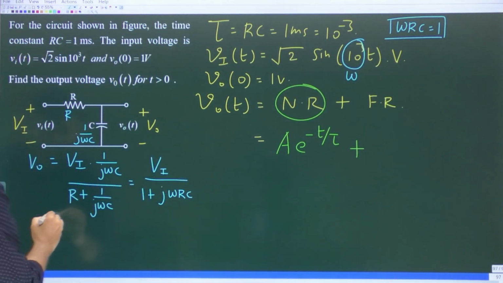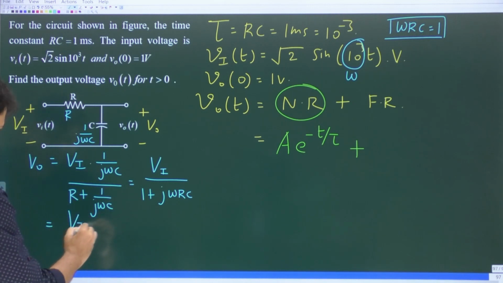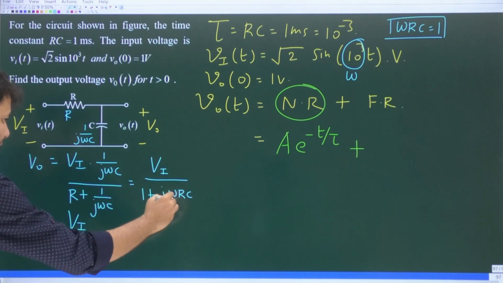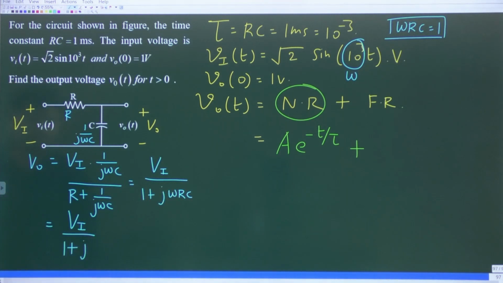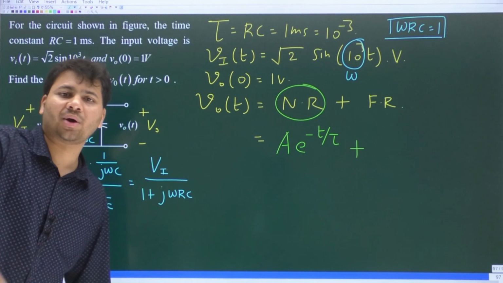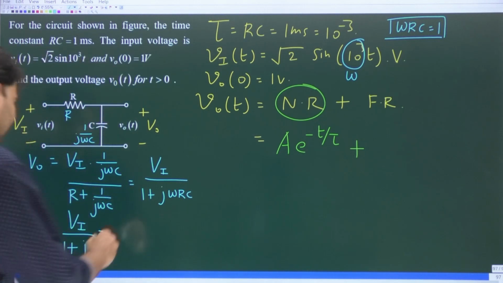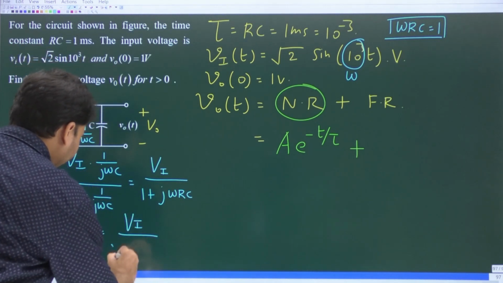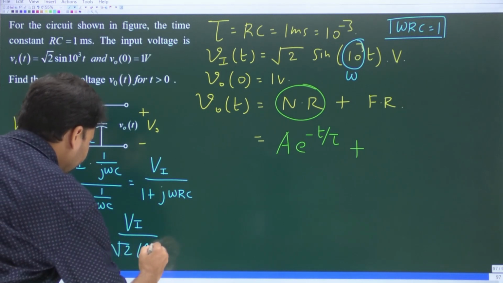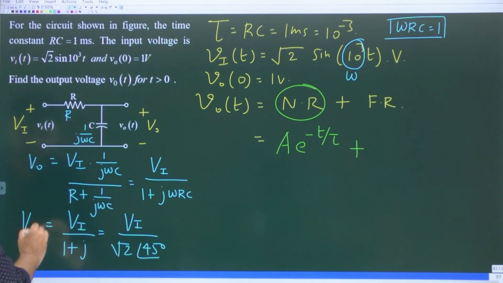If omega RC is 1, our phasor output voltage V0 at steady state would be Vi upon 1 plus j. Again, this 1 plus j is in rectangular form. What is 1 plus j in polar form? Root 2 at an angle 45 degrees. So Vi divided by root 2 at an angle 45 degrees. This is the phasor output voltage V0.